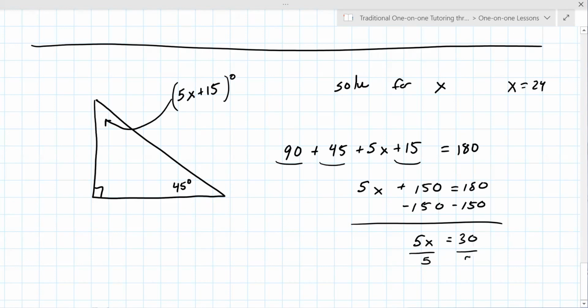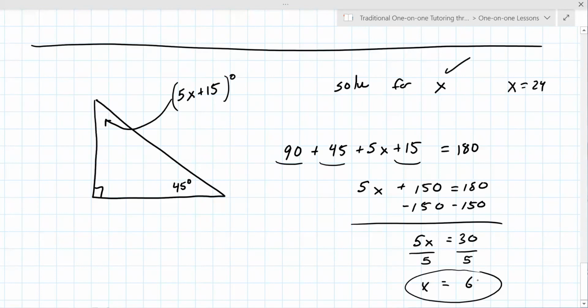Divide both sides by 5. Why did I say 50? I don't know. So x is 6. And then divide by 180? Nope, I don't know why you would divide by 180. You have the value of x. Okay, and that's what I asked you to do.